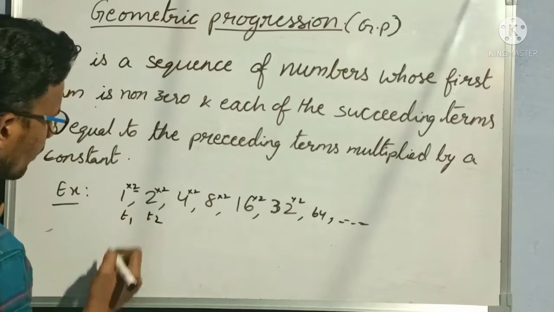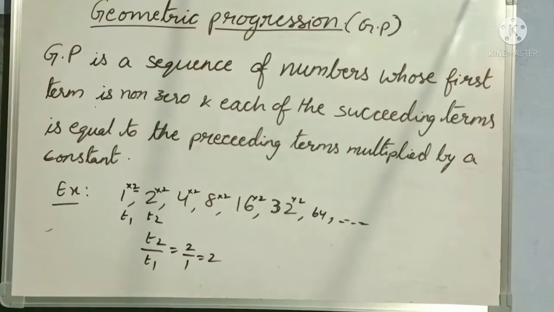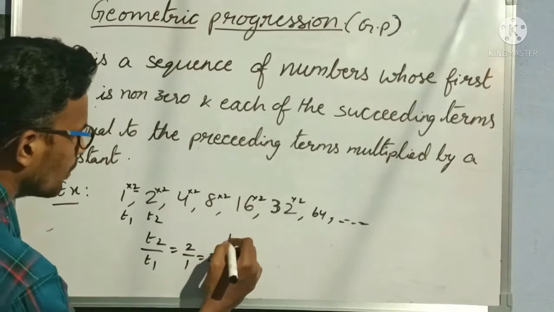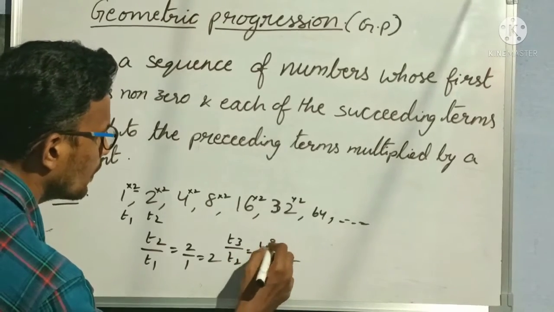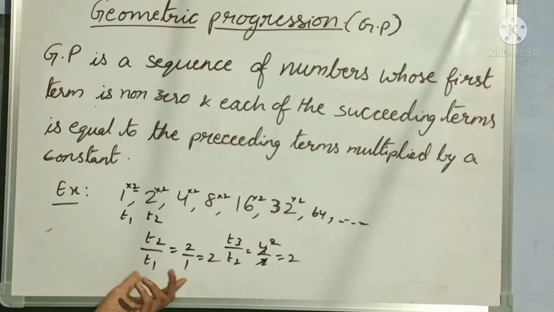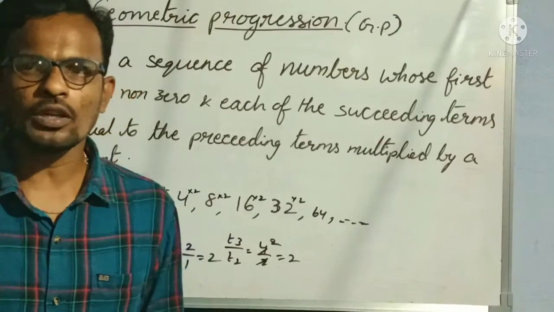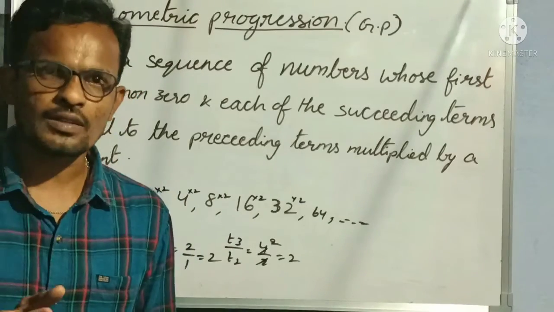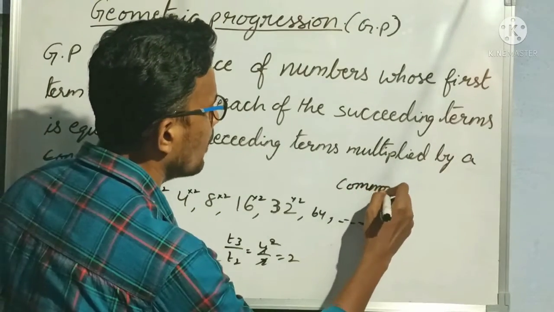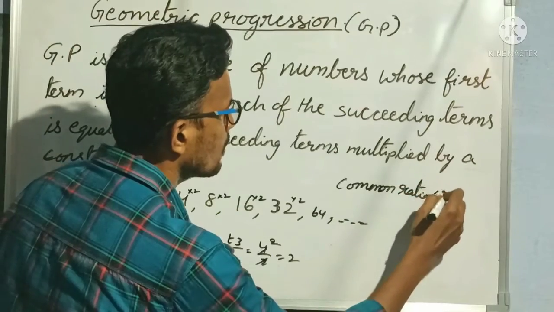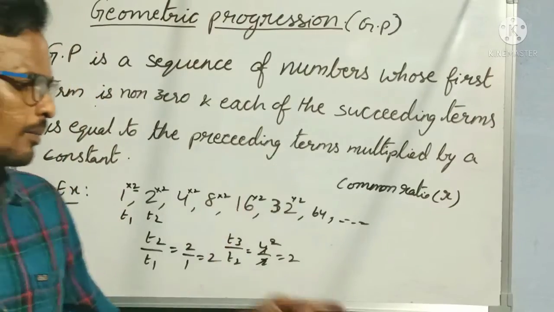Term 2 divided by term 1, that is 2 by 1, equal to 2. Even if I take term 3 divided by term 2, T3 by T2, that is equal to 4 by 2, which is 2. So in geometric progression we get a common ratio, like arithmetic progression. In arithmetic progression we used to get a common difference, but here we are getting a common ratio. We call it small r. Understood? So this is about geometric progression.